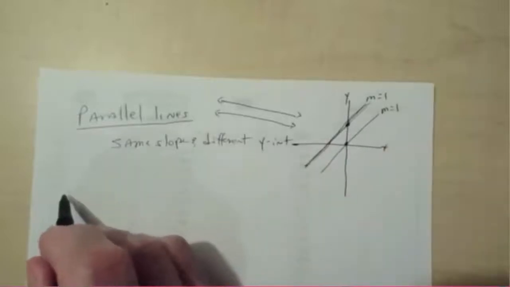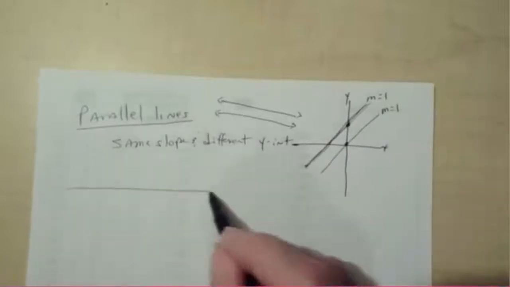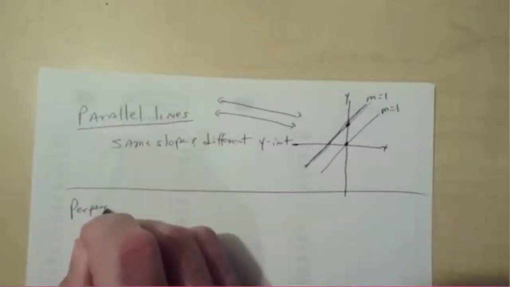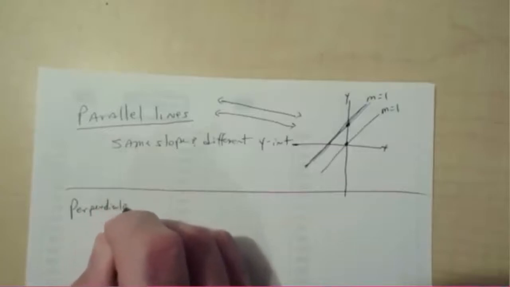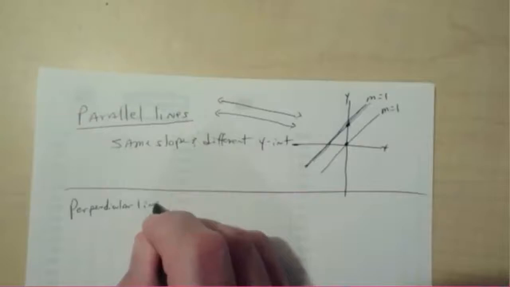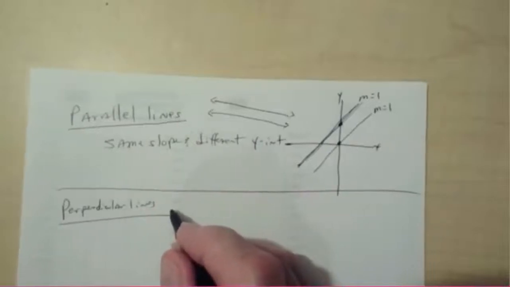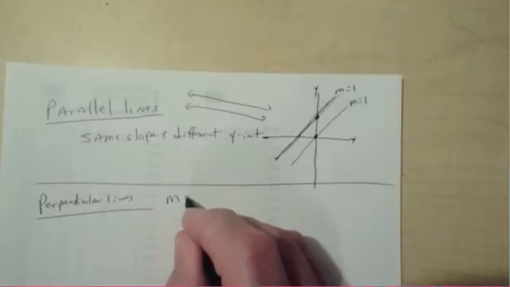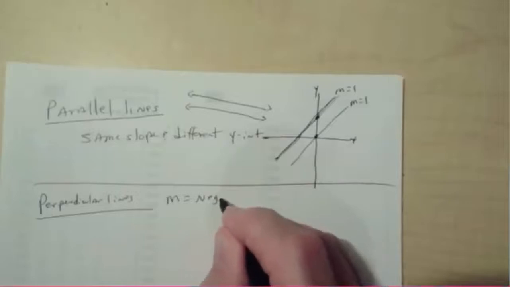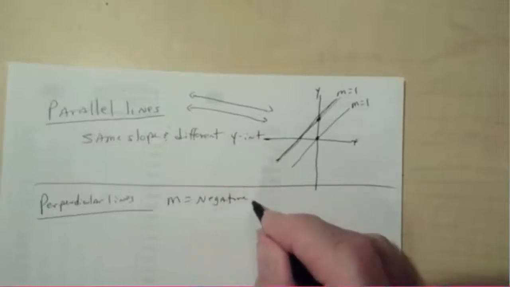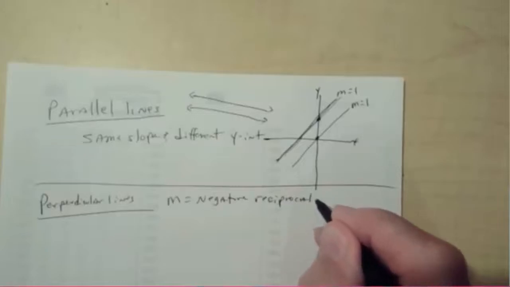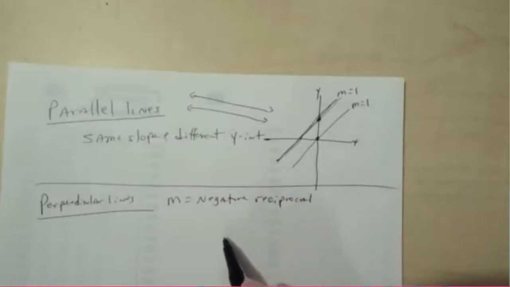Now, perpendicular, P-E-R-P-E-N-D-I-C-U-L-A-R, perpendicular lines, the slopes are the negative reciprocals. Now, what the heck does that mean? Negative reciprocal. The easiest thing to do is to show you.